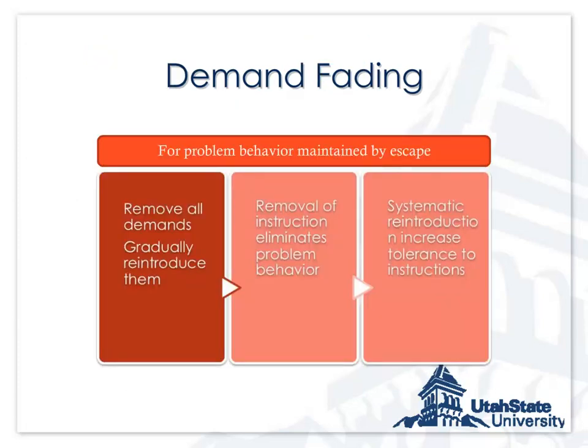Demand fading is another antecedent-based strategy that is effective for severe problem behavior maintained by escape. Demand fading consists of removing all demands and then gradually and progressively reintroducing them. The goal of removing all instruction is to get an immediate reduction in problem behavior, while gradually reintroducing those instructions should increase tolerance to those instructions. It is important to note that the reintroduction of instructions should be based on the non-occurrence of problem behavior.